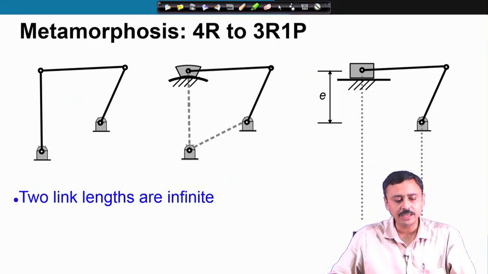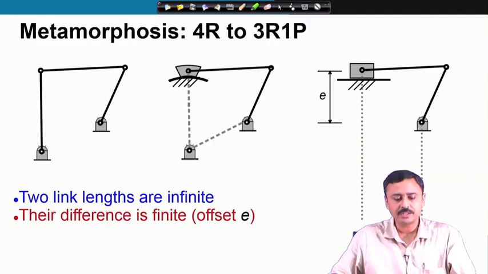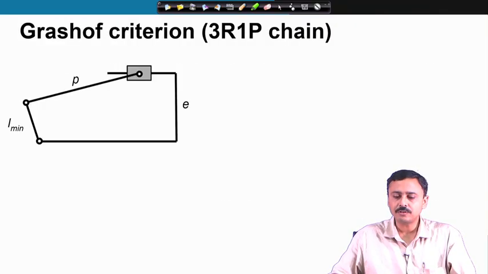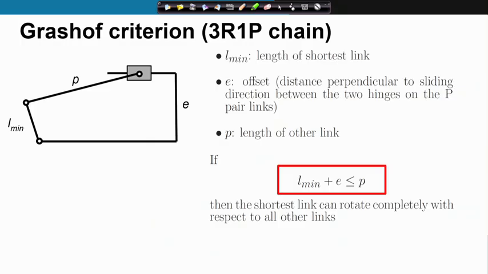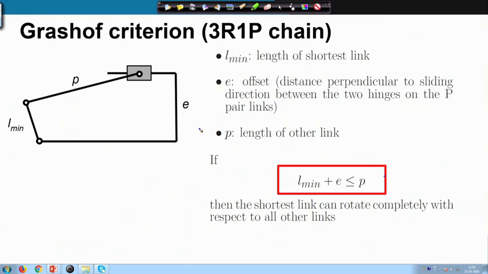So, as I have mentioned, two link lengths are infinite, their difference is finite, which we call the offset, and therefore, the Grashof criterion now is given by L min plus E should be less than the remaining link length. Then the shortest link can rotate completely with respect to all other links. So, this is the Grashof criterion for a 3R1P chain.